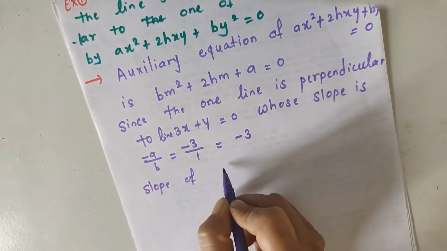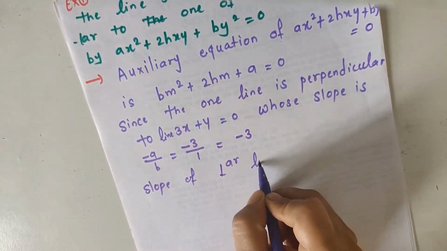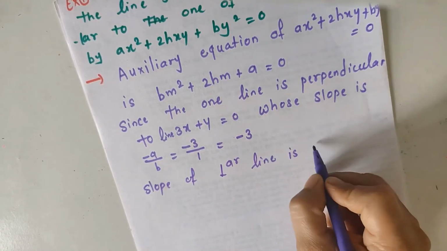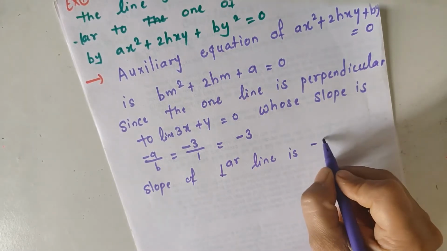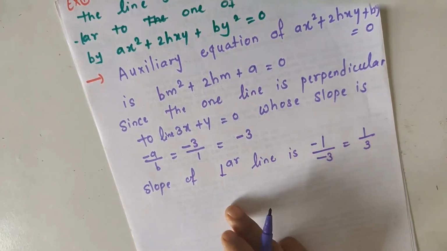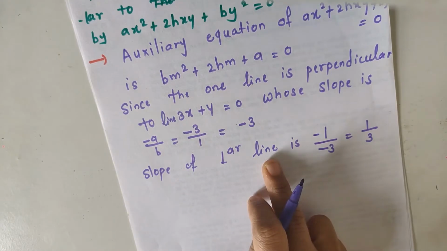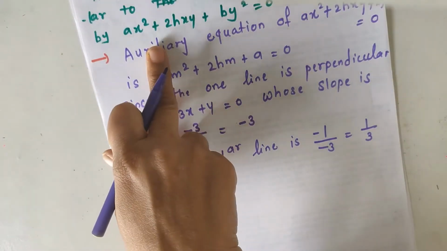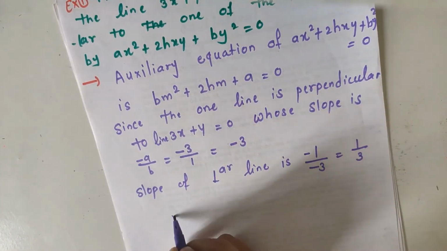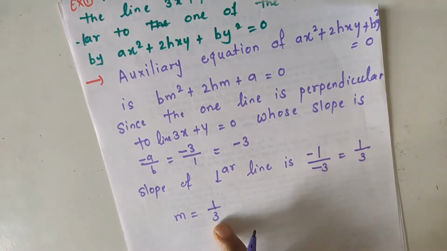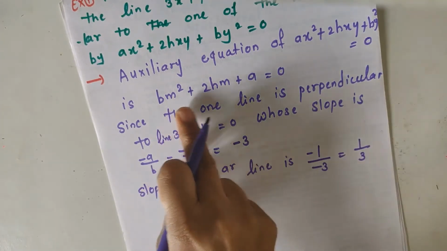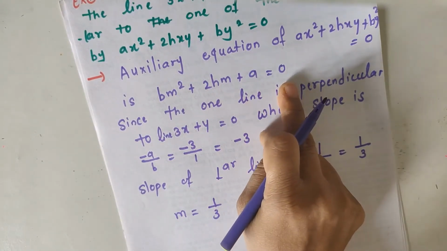the slope of the perpendicular line is the negative reciprocal of this, that is minus 1 upon minus 3, that is 1 upon 3. Now the slope of this perpendicular line is the slope of one of the lines given by the homogeneous equation of degree 2. So m equal to 1 upon 3 is a root of the auxiliary equation bm square plus 2hm plus a equal to 0.